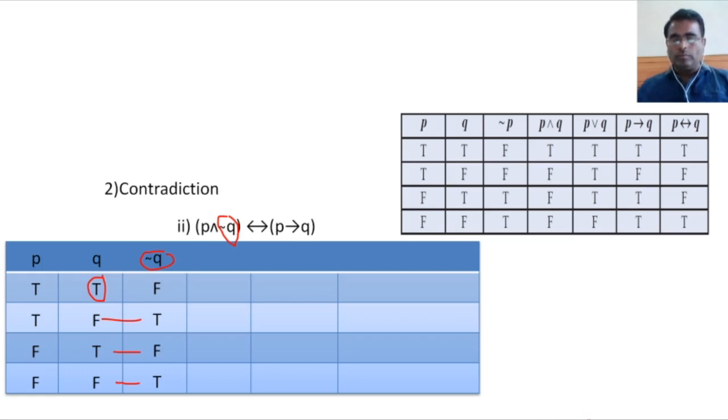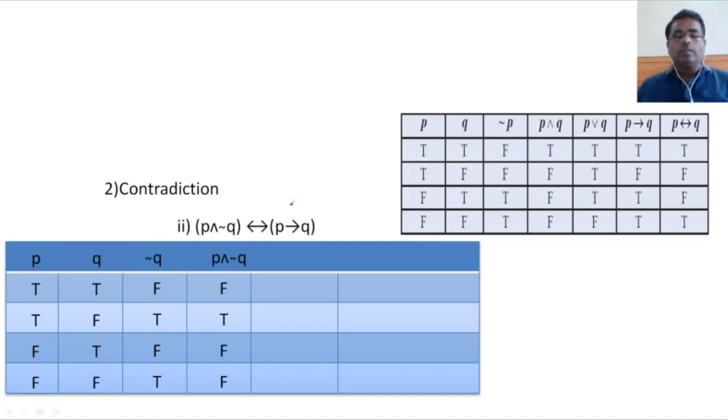Then next we have to consider the combination, that is P and negation Q. That is, we are going to consider this statement P and this negation Q. So AND is there, so only for true, true it is true, otherwise it is false. Therefore the first value is false, but the second value is true, then the third is false, and the fourth is also false. So this is your P and negation Q.